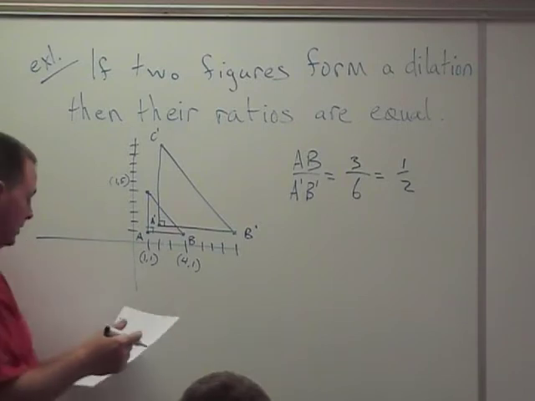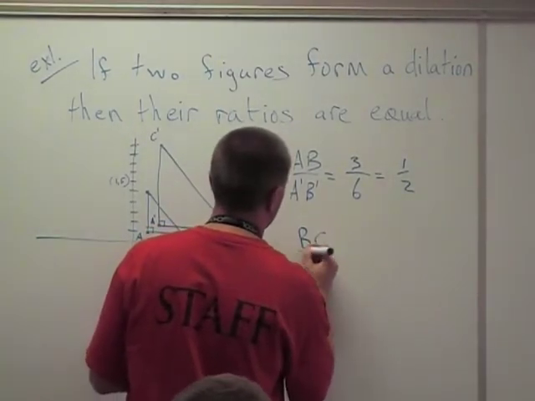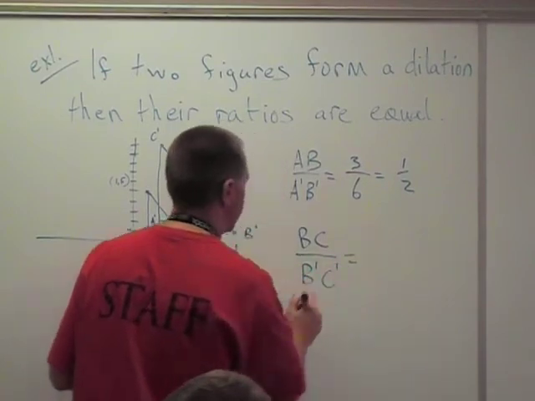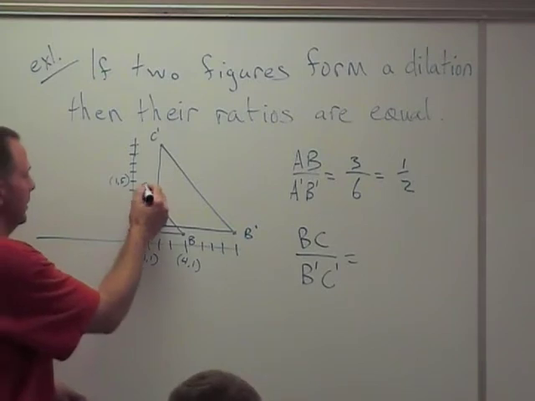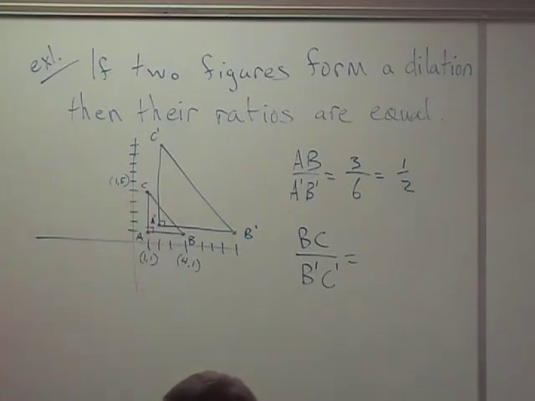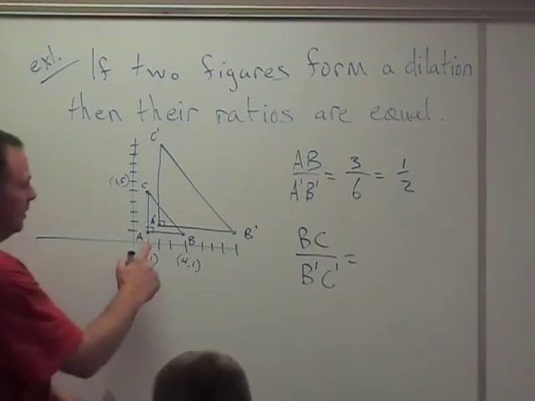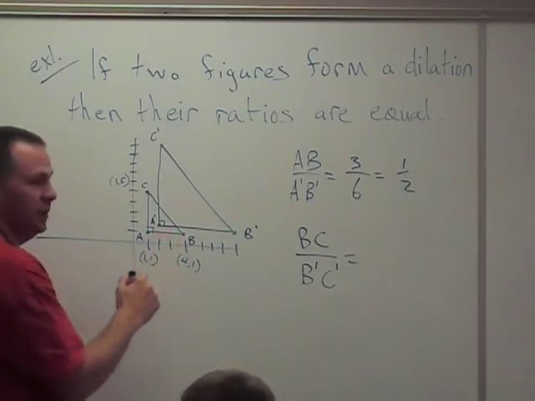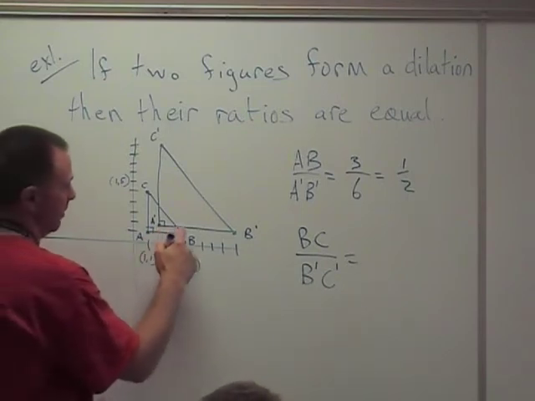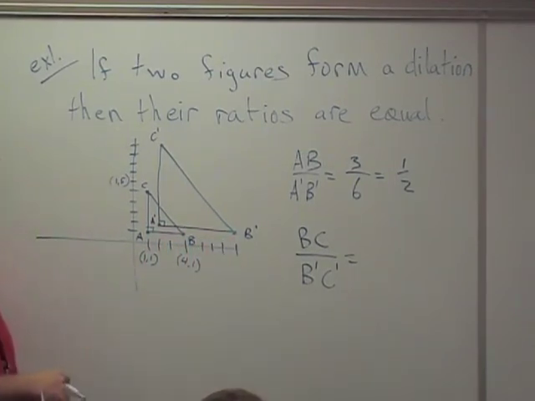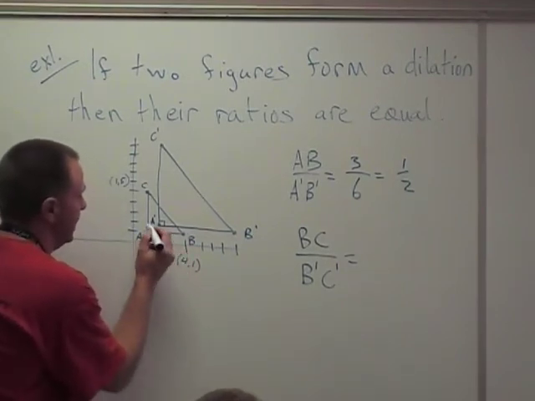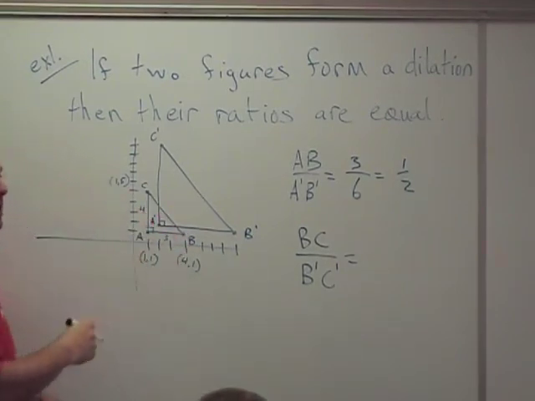Okay, so let's pick another side. Let's do BC to B prime C prime. How do we find BC and B prime C prime? How'd you get 3 over 6? AB is 1, 2, 3 units long. A prime to B prime is 1, 2, 3, 4, 5, 6 units long. Alright, so this is a 3. This is 4. What do you think BC is?